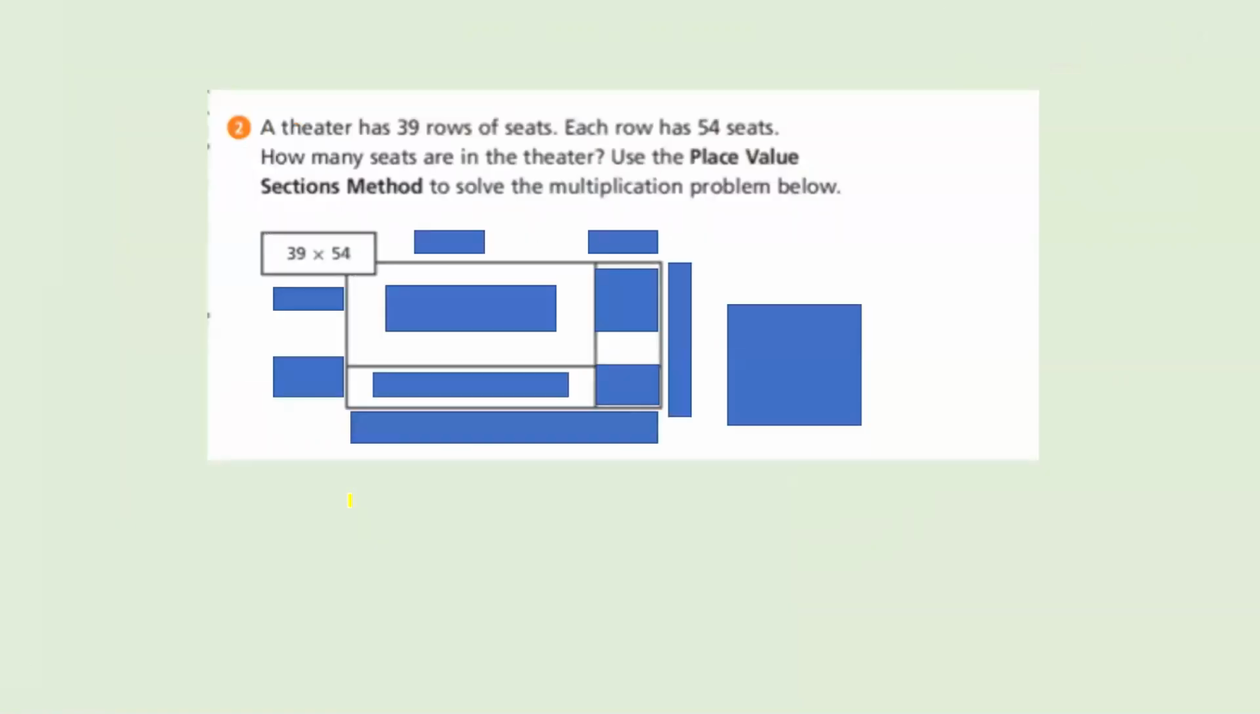All right, let's go to number 2. And if you're feeling confident, pause the video and try this on your own. Okay, so 39 times 54. Well, on the top, let's do 54. And remember, if you wanted to do 39 on the top, that's fine. And then on the left, let's do 39.